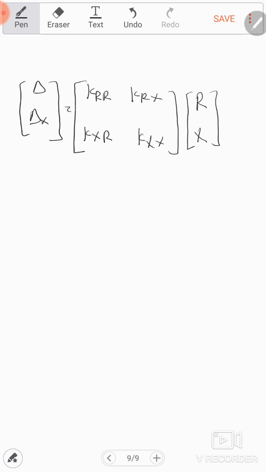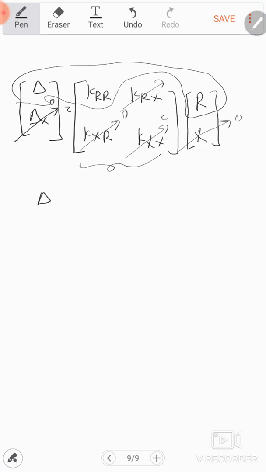Because we have a determined shape, delta x equals 0 and the x value is 0, so all values in this matrix that have x will be equal to 0. That means this is 1, 0, 0 and 0. So we have only this part. Delta equals KRR, or some references call it FRR, times the R matrix.